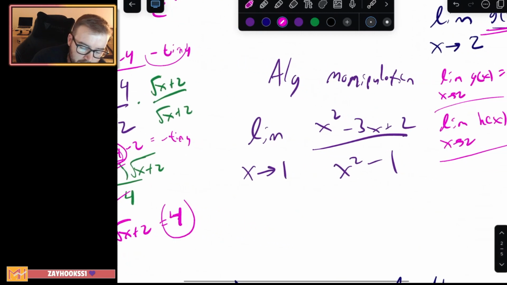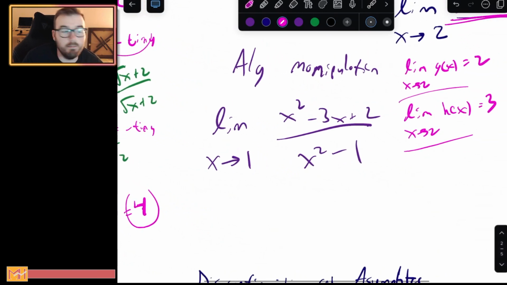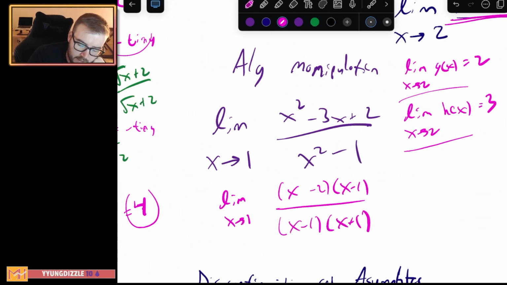Hopefully I'm getting my point across. All right. Another algebraic manipulation is simply the need to factor. This factors into x minus 2, x minus 1 over x minus 1 times x plus 1. These cancel out, and you end up with x minus 2 over x plus 1.